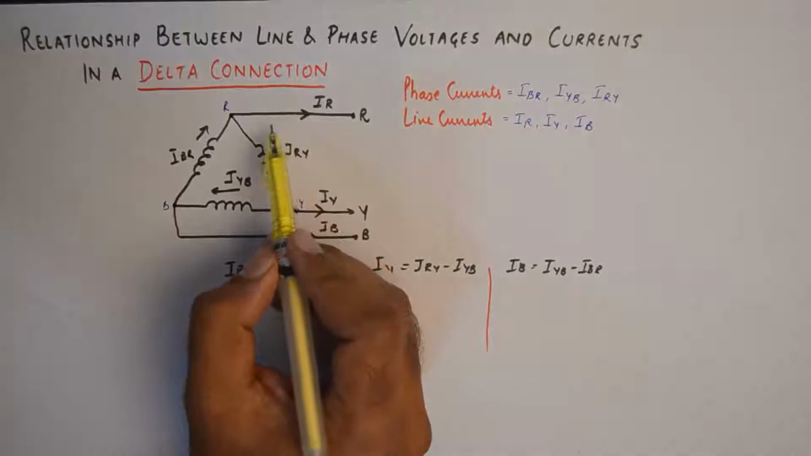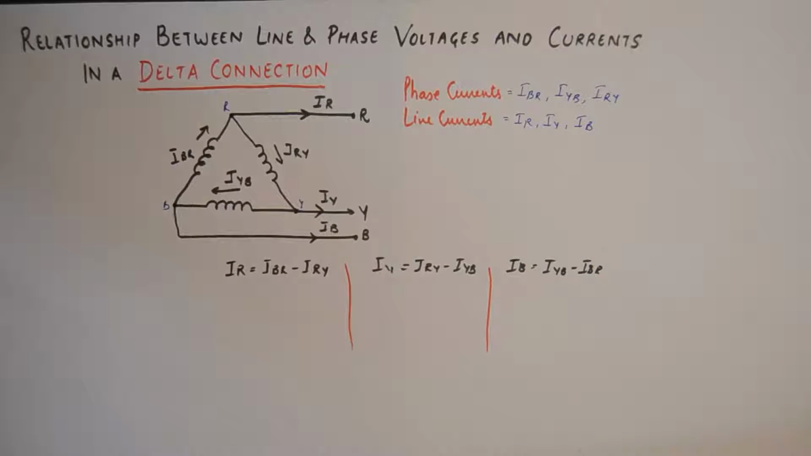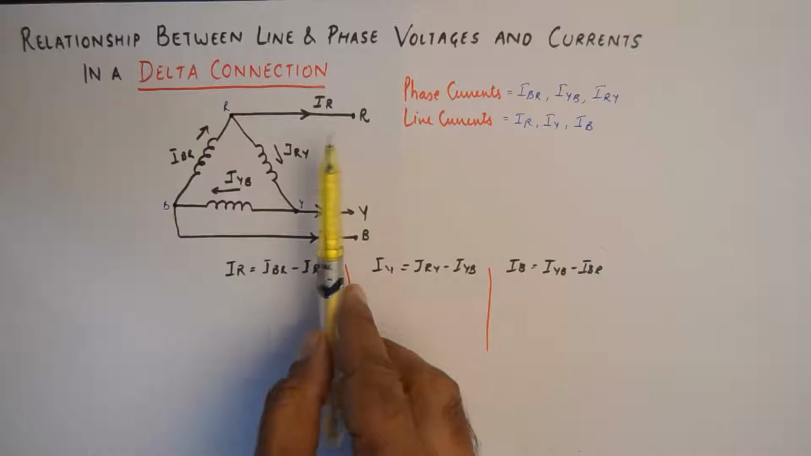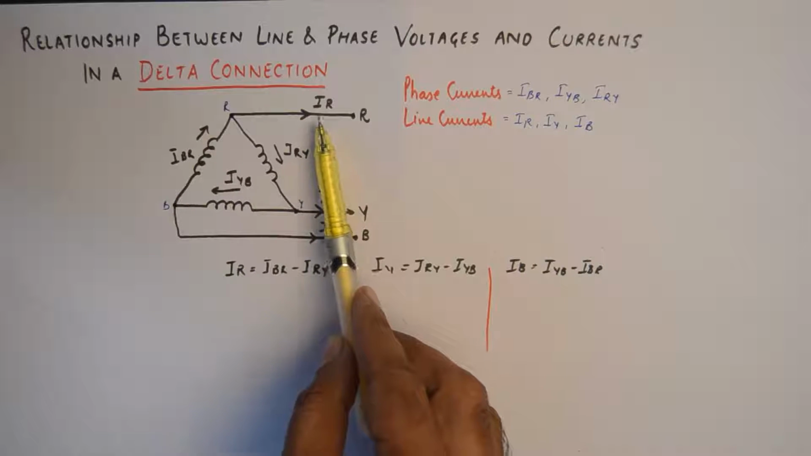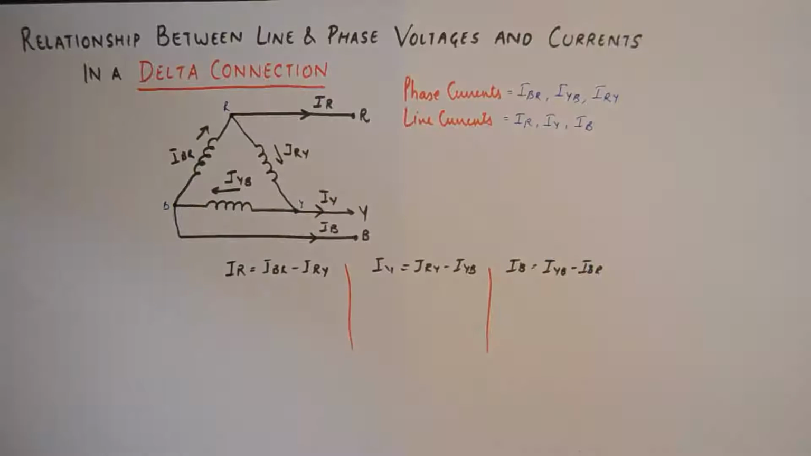Please understand, the line currents are the currents which are flowing on the actual transmission line, because the currents will be carried on these lines which will go far off to some load, and that load could be a star or a delta connection. We'll solve those numericals and we'll actually find out why line currents are so very important.